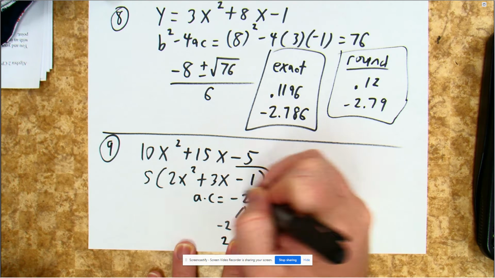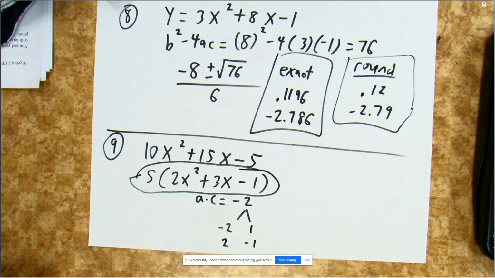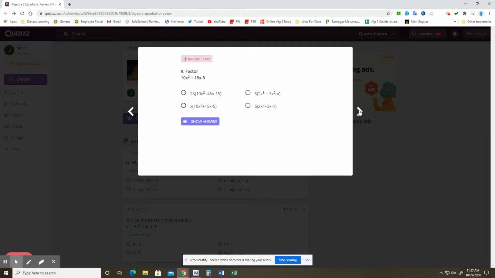Technically, since that quadratic is not factorable, what I just circled is my answer. I was able to factor out the 5 as a GCF. It counts as factoring. But the 2x squared plus 3x minus 1, as you can see here, it cannot be factored. Looking at number 10, factor completely.